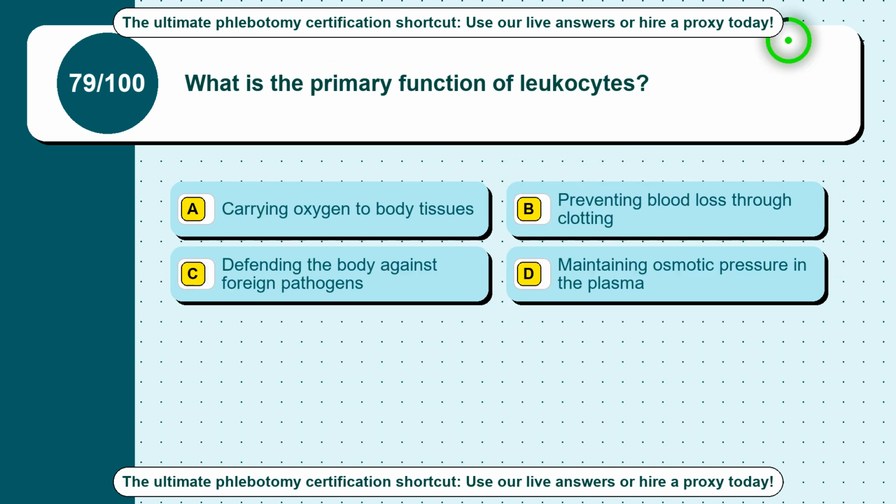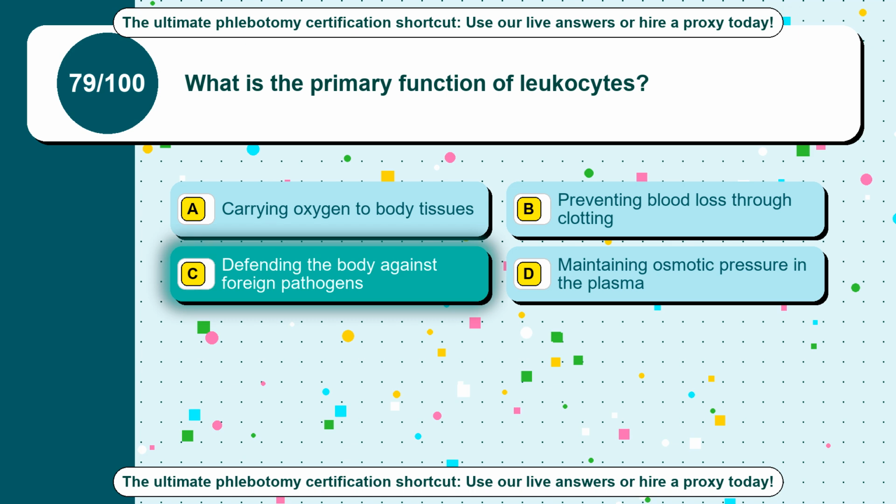Question 79. What is the primary function of leukocytes? Option A, carrying oxygen to body tissues. Option B, preventing blood loss through clotting. Option C, defending the body against foreign pathogens. Option D, maintaining osmotic pressure in the plasma.